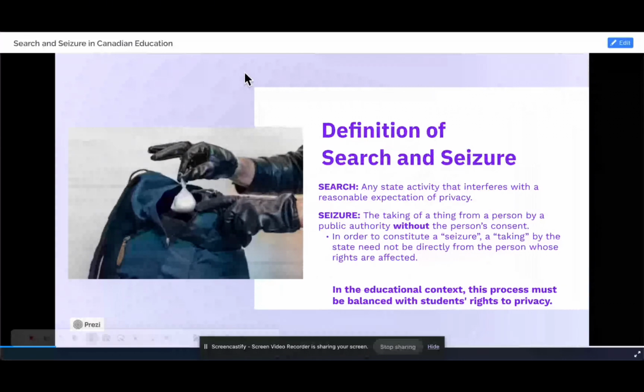So before we get into the background of ethical search and seizure, we just want to clarify some definitions so we're all on the same page about what we're talking about. Search is any state activity that interferes with a reasonable expectation of privacy, which is determined through the totality of the circumstances test, which we'll be talking about later. This can include tangible or intangible things such as spoken or written words, electronic data, or even in some cases it can be scents or smells.